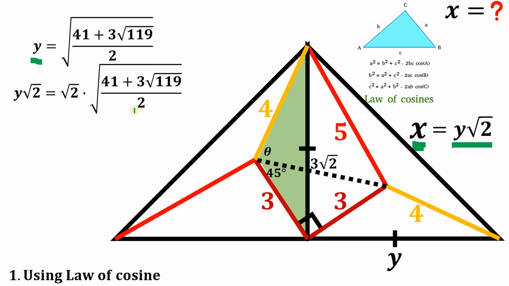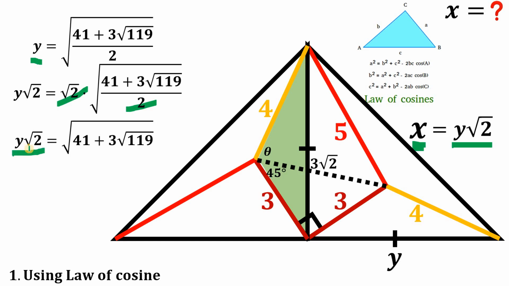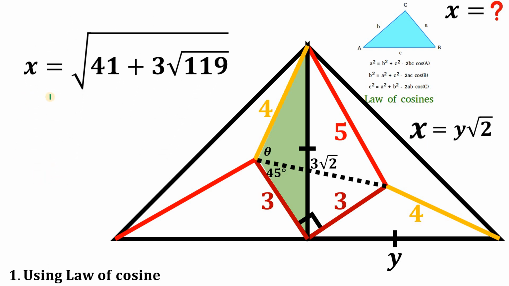Now, this expression, we can say that this is equivalent to square root of 41 plus 3 times square root of 119 all over square root of 2. So we can cancel out square root of 2 in the numerator and the denominator. Therefore, y times square root of 2 simply equals square root of 41 plus 3 times square root of 119. And y times square root of 2 simply equals x. Therefore, using law of cosines, we get that x equals square root of 41 plus 3 times square root of 119. And this is our answer to this question.